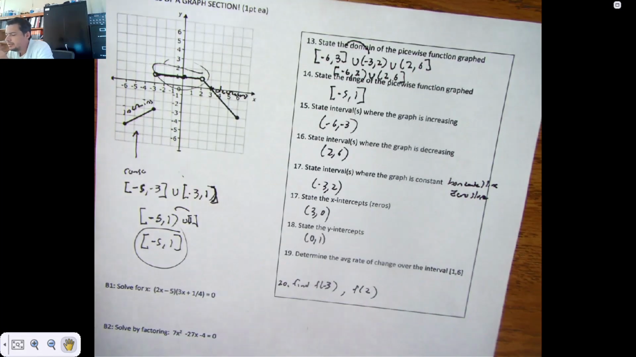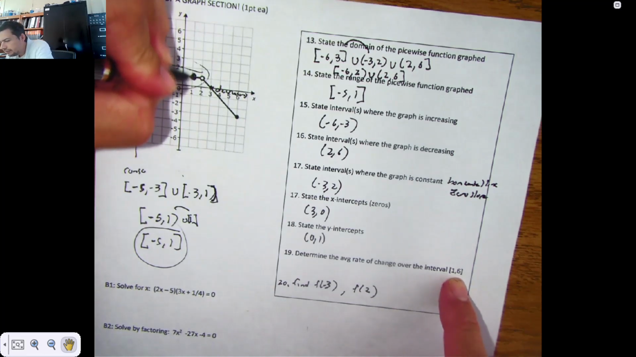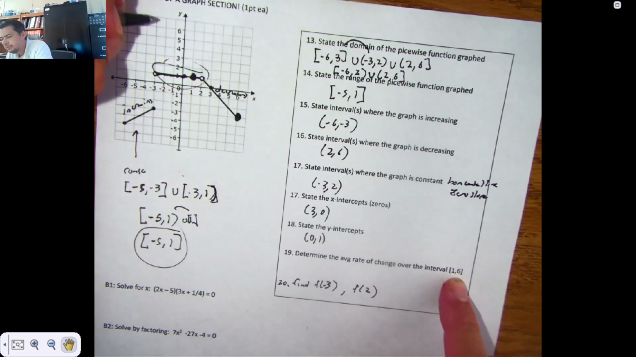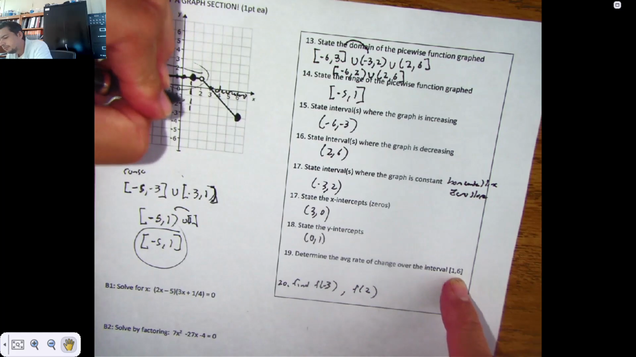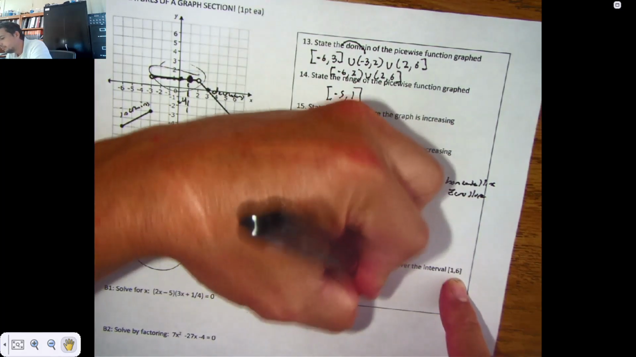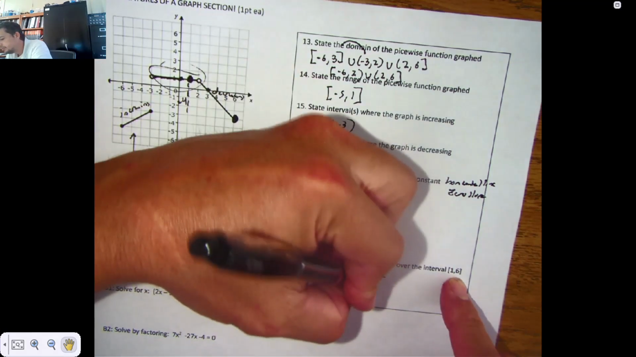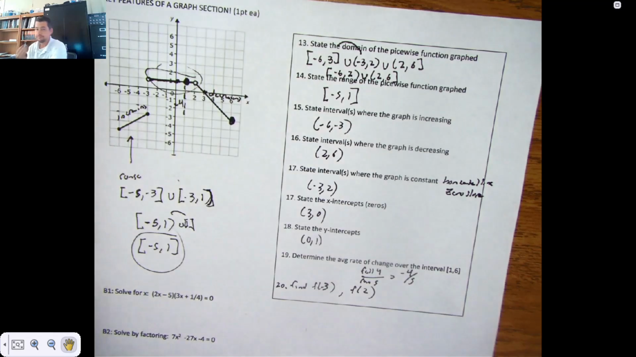And 19 is determine the average rate of change over an interval from 1 to 6. So when x is 1, I'm right here on the graph. And when x is 6, I'm right here on the graph. All right? If I think about this, I fell 4. And I ran 5. Falling is negative, so negative 4/5. That's my average rate of change.